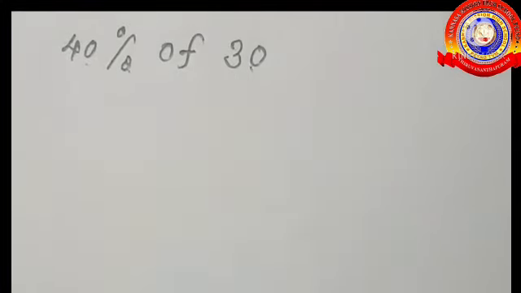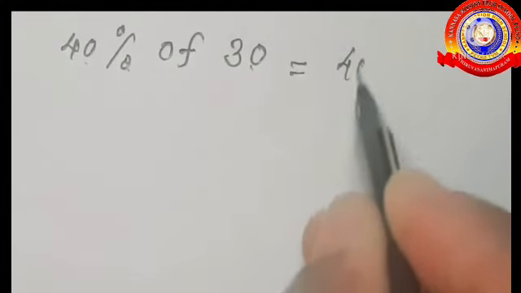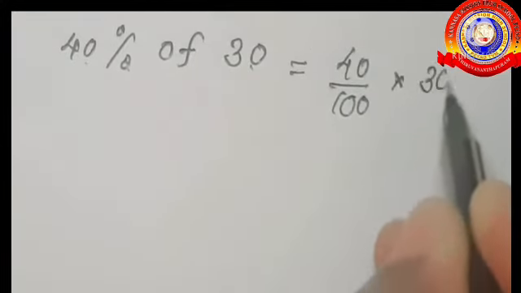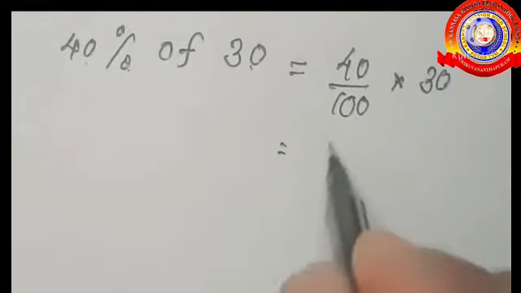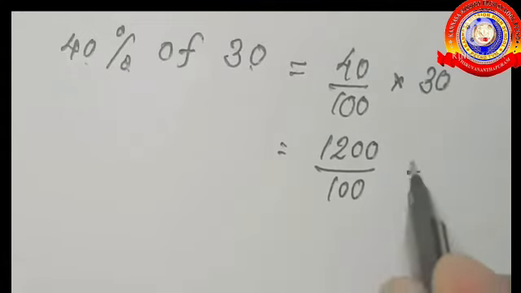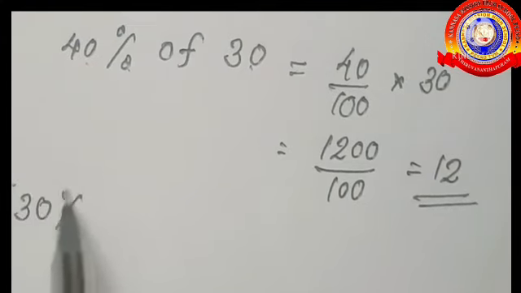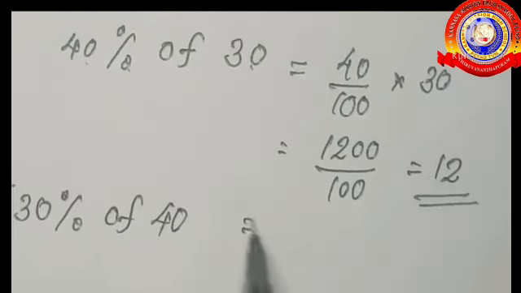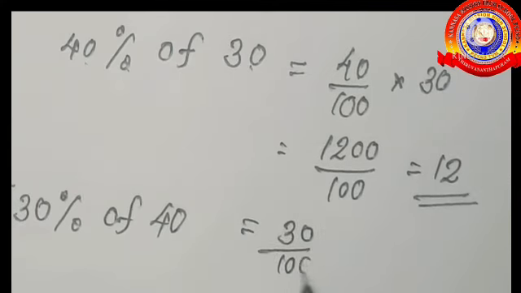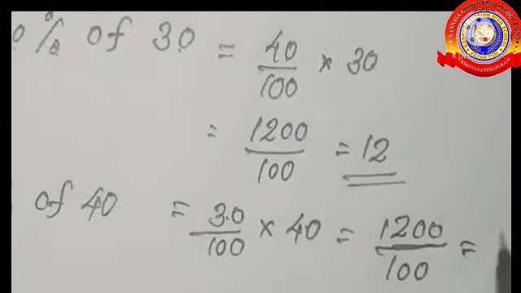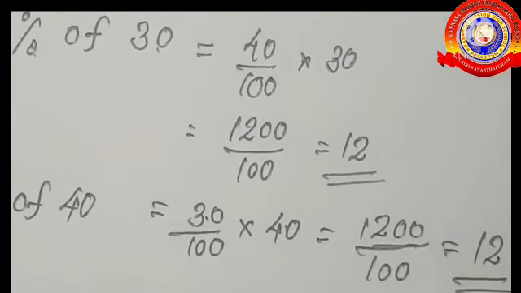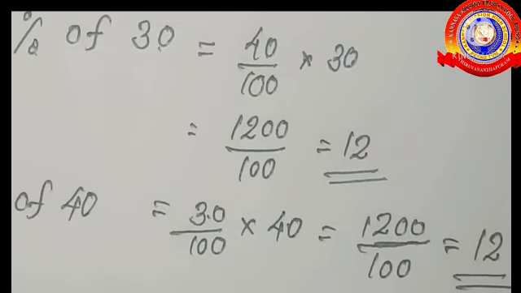Next we have to find 40% of 30, which is 40% means 40 by 100 into 30. 40 into 30, 1200 divided by 100. 1200 divided by 100 is 12. Then 30% of 40 is equal to 30% means 30 by 100 into 40. 30 into 40 is 1200 divided by 100, which is equal to 12. From the question, we identified that if the percent and the number interchange, the value cannot interchange.